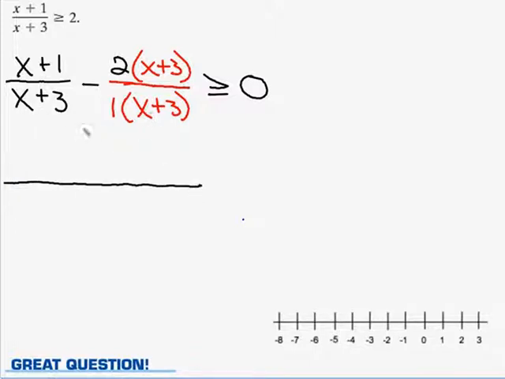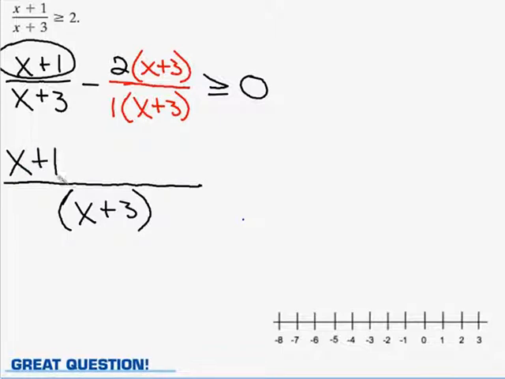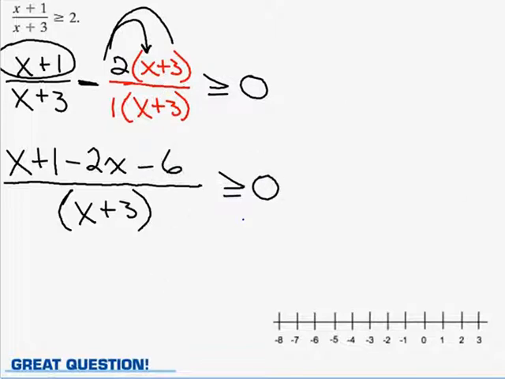Denominator is already common now. It is x plus 3. What's our numerator going to be? Well, this numerator piece is x plus 1. That comes down as is. Here we're going to have to distribute, and don't forget this minus sign goes with the 2. So negative 2 times x is minus 2x. Negative 2 times 3 is minus 6. And this is greater than or equal to 0.